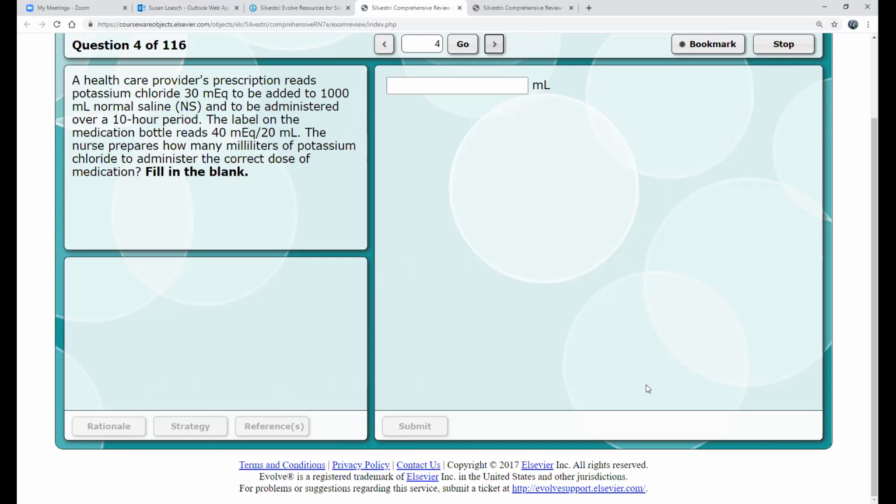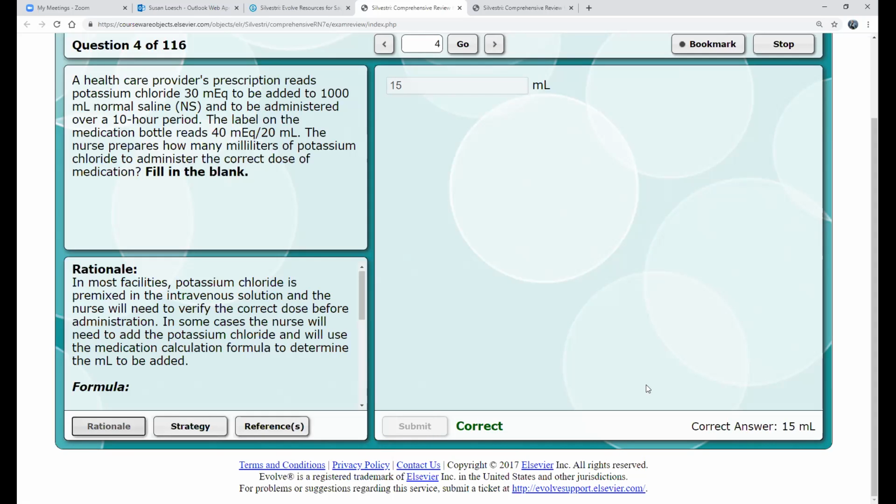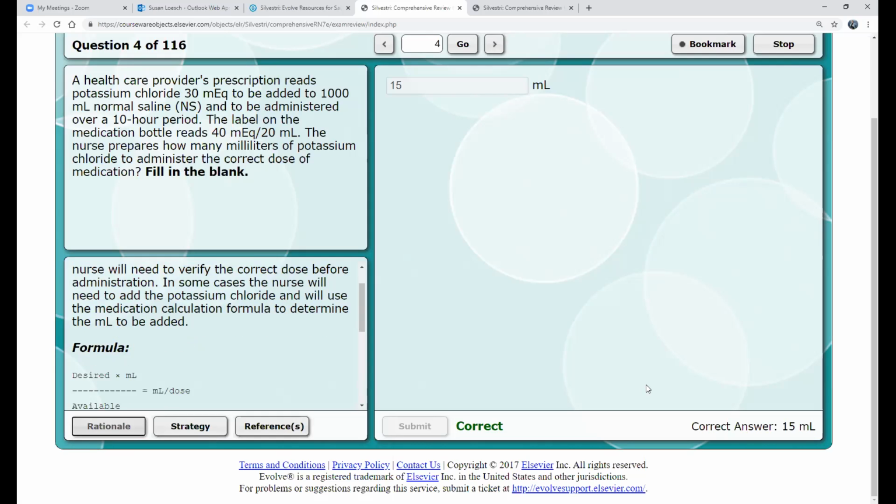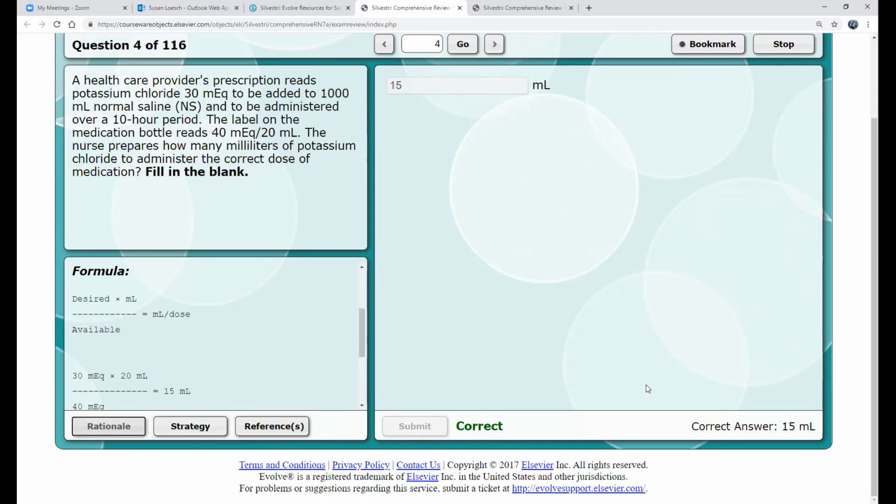And again, if you cross out the zeros, you have 3 divided by 4 times 20. And what did you get? 15 mLs. All right, if you got 15, you're a rock star. And if you didn't, you'll get there. And again, here's your equation so that you can see it.